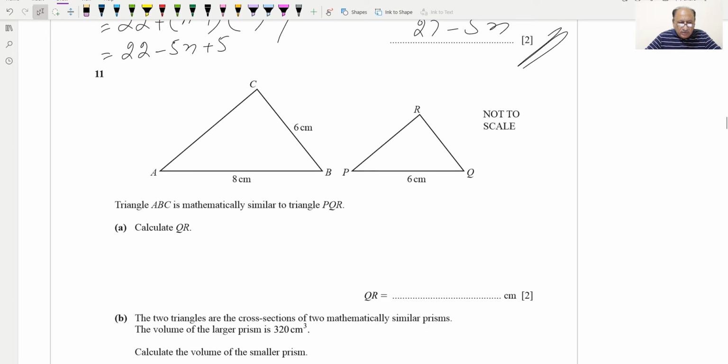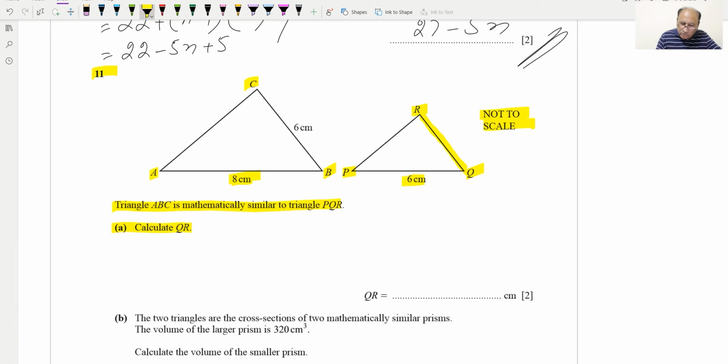Now question number 11 is a similarity question, and they have provided these two triangles, and the diagrams are not to scale. Triangle ABC is mathematically similar to triangle PQR. This is ABC and this one is PQR. So calculate QR. QR is this side which we need to calculate.